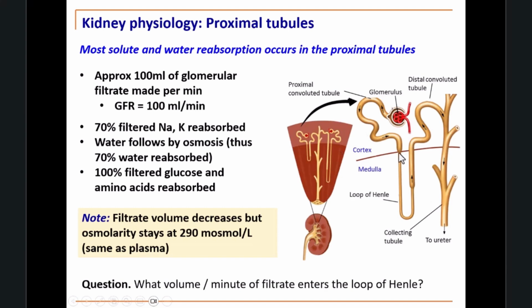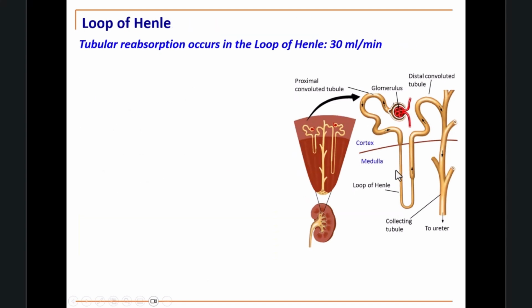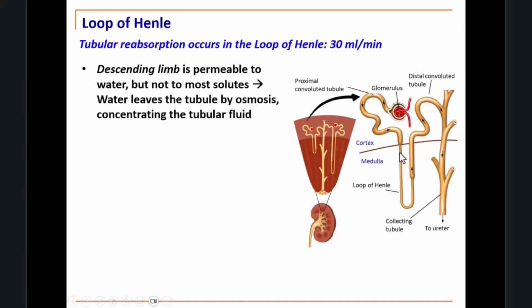The filtrate at 30 mils per minute is now entering the loop of Henle. And the loop of Henle has two parts to it. It's got the descending limb, the one going down into the medulla, and the ascending limb, the one going back up and towards the cortex. So wherever you see cortex, it's the outer part. So the renal cortex is the outer part, for example, and the cerebral cortex is the outer part of the brain, for example. So the cortex is that outer bit.